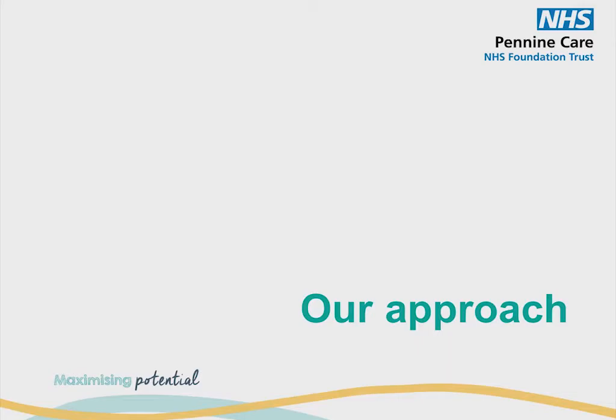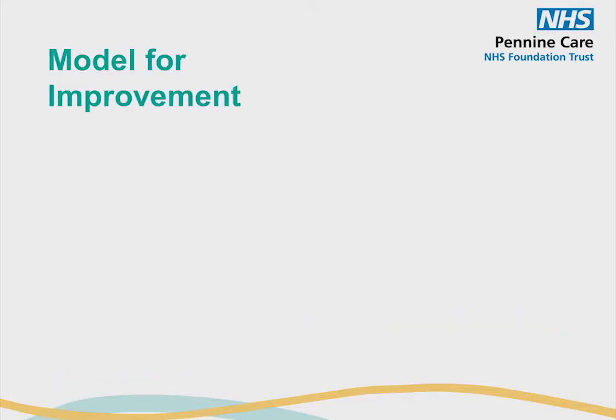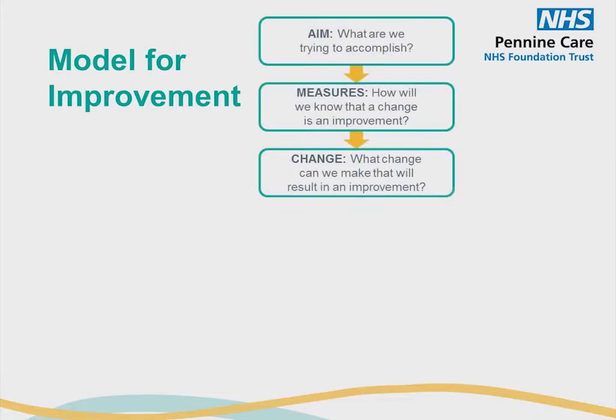So let's learn about Pennine Care's way to improvement. We use the model for improvement. It's simple yet powerful. The model has 2 parts. 3 fundamental questions, which can be addressed in any order. These are, what are we trying to accomplish? How will we know that our changes will lead to an improvement? That is, how do we measure it? What change or changes would we like to introduce that will result in an improvement?